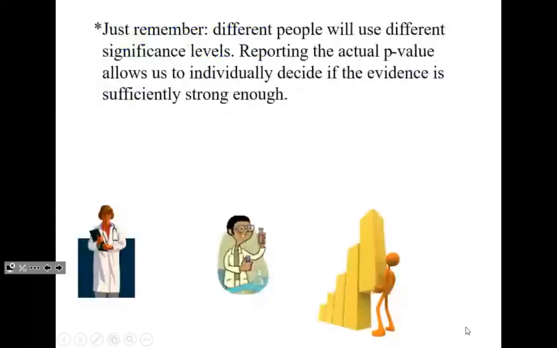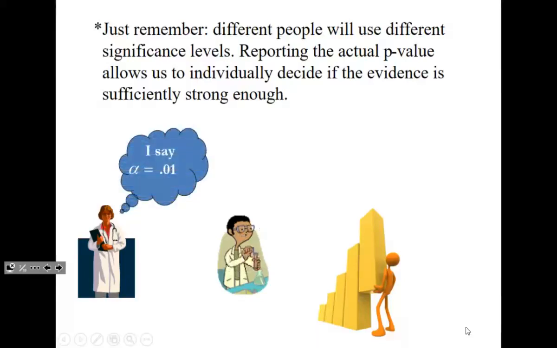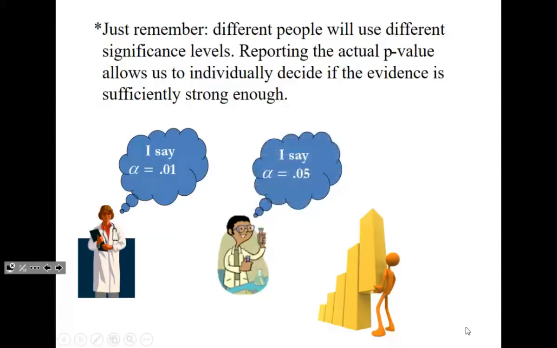But remember, different people are going to use different significance levels. So if someone's a doctor, they're going to demand an alpha level of 0.01, a 1% chance of the result if the null was true. Someone else, a researcher still in a lab, where no one's life is depending on their work right then, might use an alpha of 0.05.